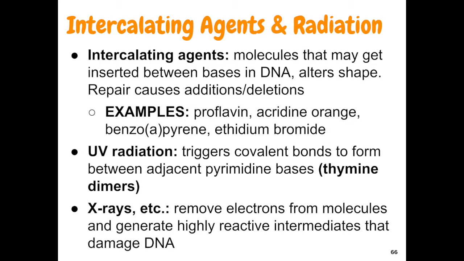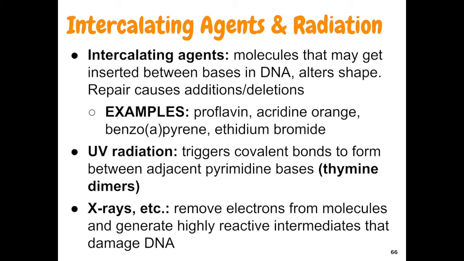There are a couple different ways for mutations to happen in addition to enzymes being mutated. The first way is called an intercalating agent. An intercalating agent is a molecule that gets stuck or inserted between bases in DNA, and it alters the shape of the DNA molecule. In order for an intercalating agent to be removed, the repair a lot of time causes additions and deletions in DNA, and it starts to mess up the message that is coming from that segment of the DNA molecule.